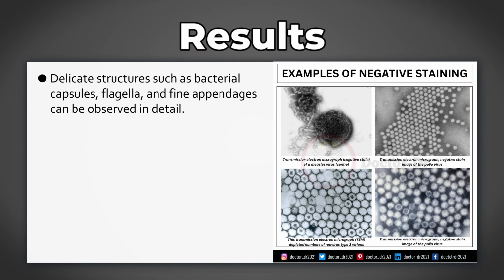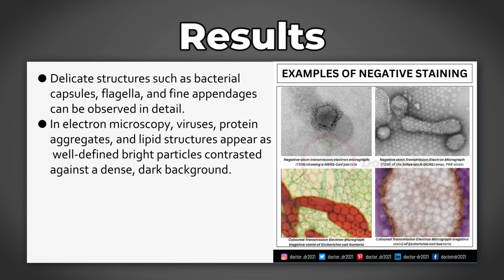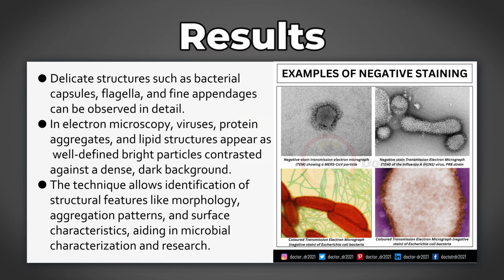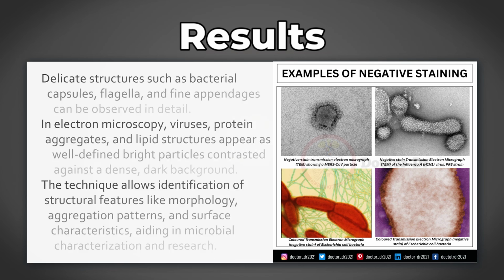Delicate structures, such as bacterial capsules, flagella, and fine appendages, can be observed in detail. In electron microscopy, viruses, protein aggregates, and lipid structures appear as well-defined bright particles contrasted against a dense, dark background. The technique allows identification of structural features like morphology, aggregation patterns, and surface characteristics, aiding in microbial characterization and research.